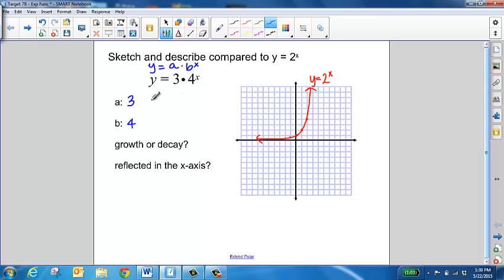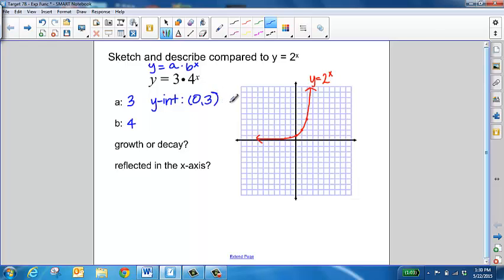Since the a value is 3, remember that that tells us where our function is going to cross the y-axis. So the y-intercept for this function is going to be located at (0, 3).